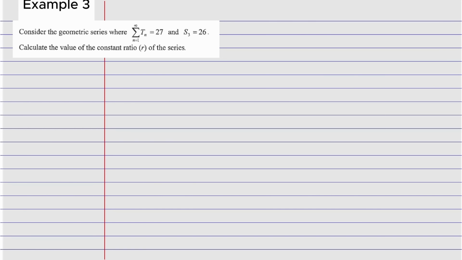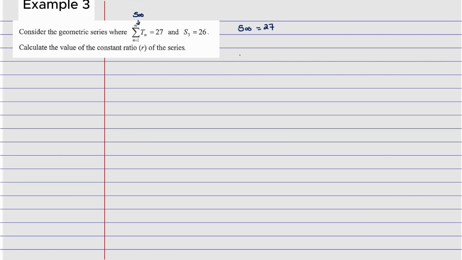So now let's do example 12. Example 12 says, consider the geometric series where the sum to infinity, starting from 1, of Tn is equal to 27. And they tell us that S3 is equal to 26, and they want us to calculate the common ratio. So we are given two things. We're given that the sum to infinity is 27.